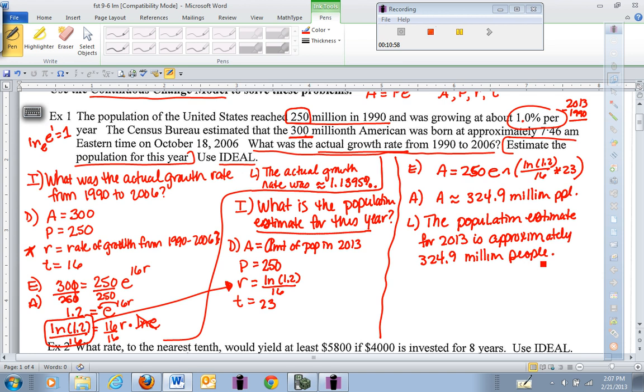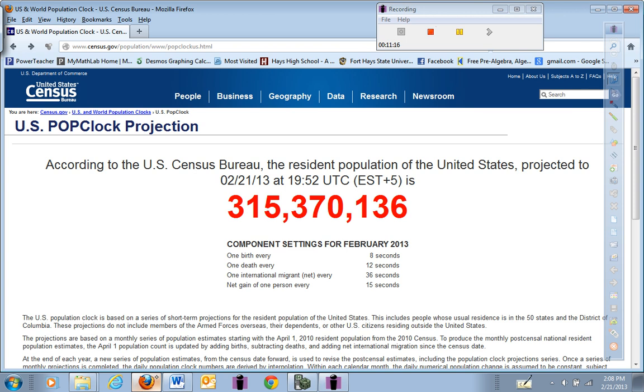Okay, now I thought it might be fun for you to see what it really is. So there's a little website that you can go to. It's called census.gov/population, and then it's a clock. And so I've got this loaded up here. And so here it is for the day I'm making this video, which is on 2/21/13 in the middle of a snowstorm here. And it's at 1952, so that means the time is what? It would be about 8 minutes until 2 in the afternoon.